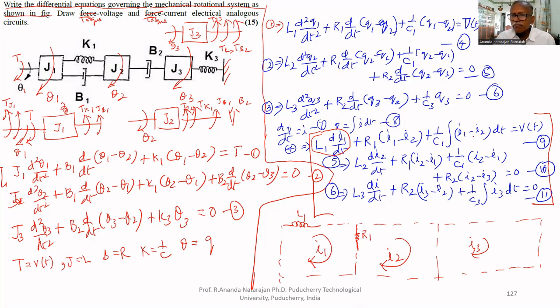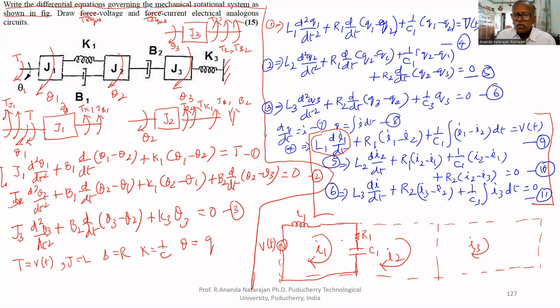C1: both currents, I1 and I2, are flowing through that, that's why C1. V of t is the applied voltage. So this is V of t, the applied voltage V of t. That's all about the 9th equation.